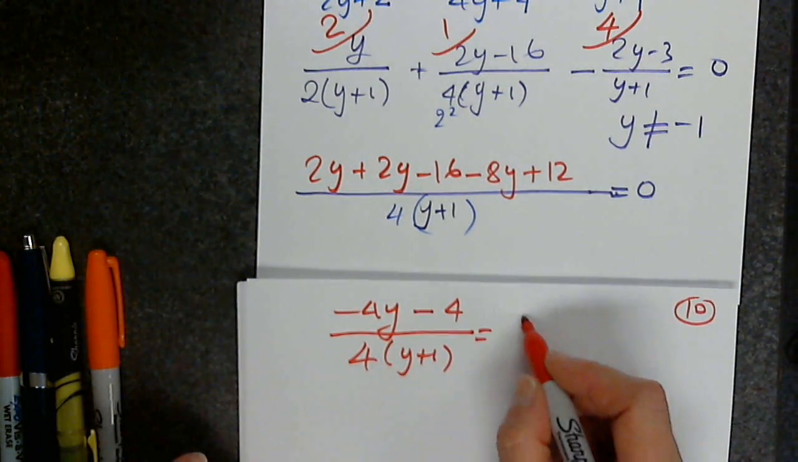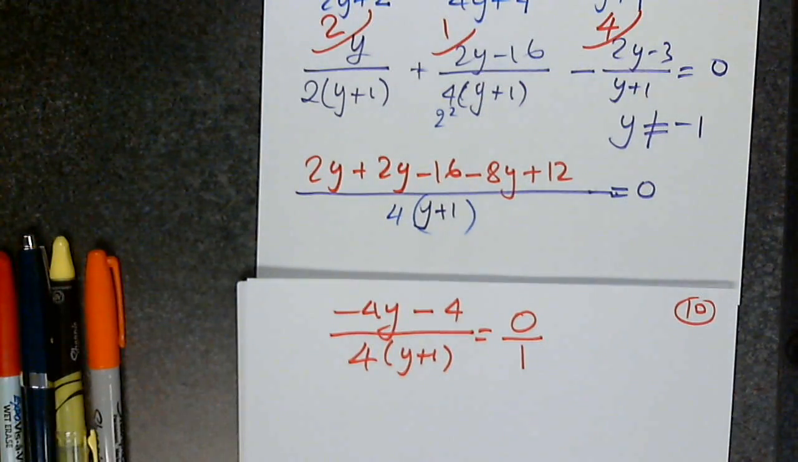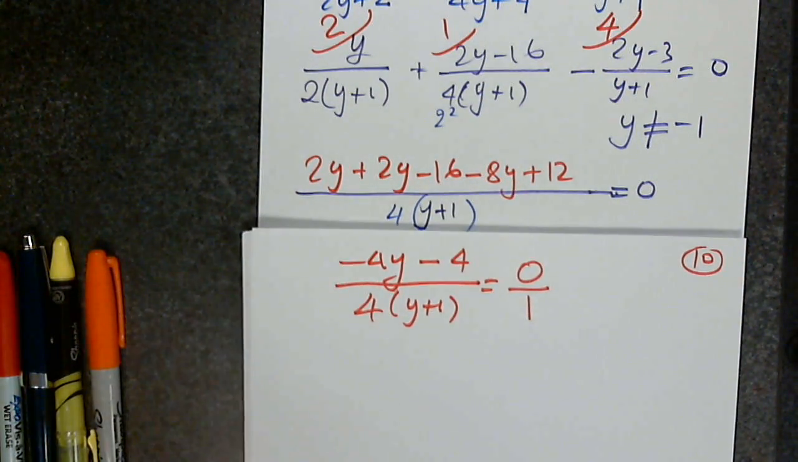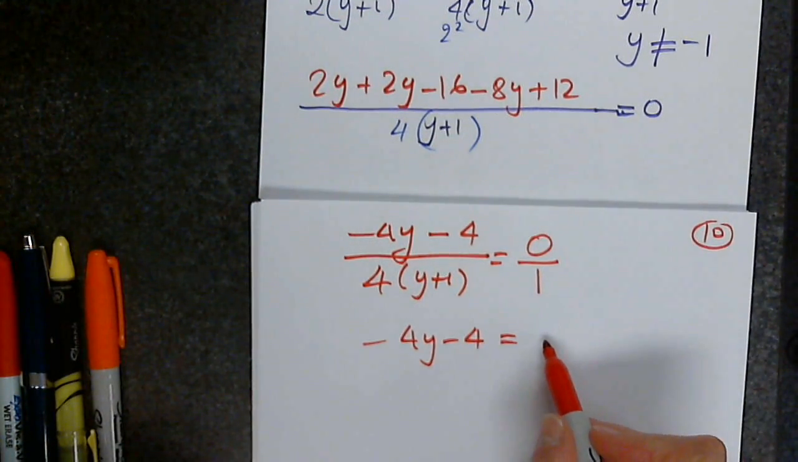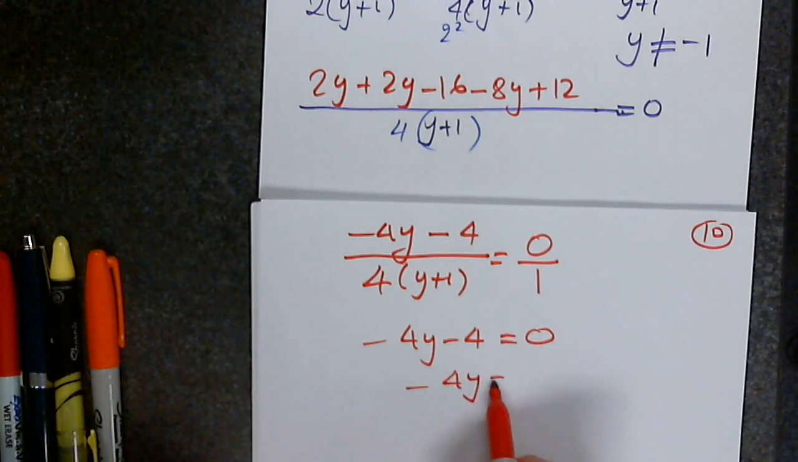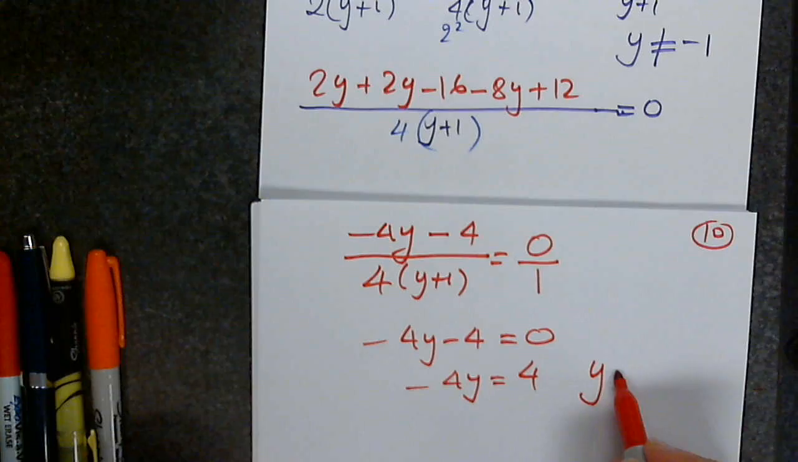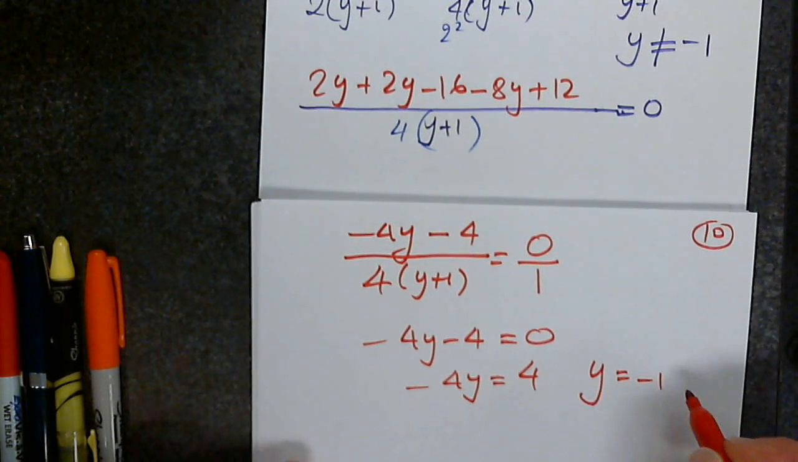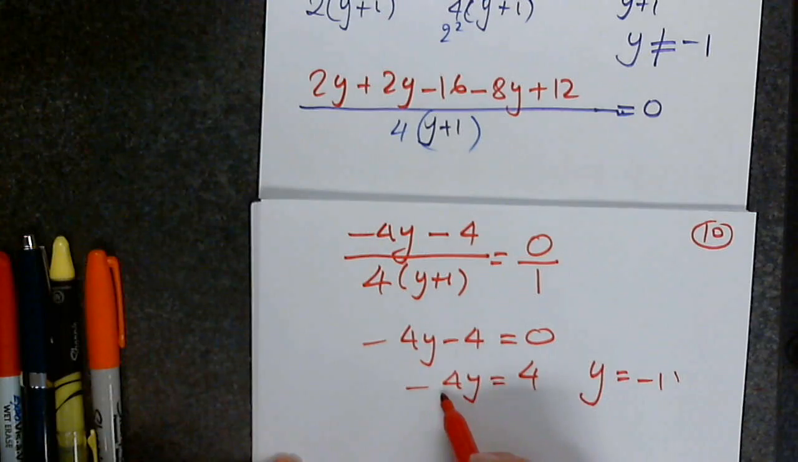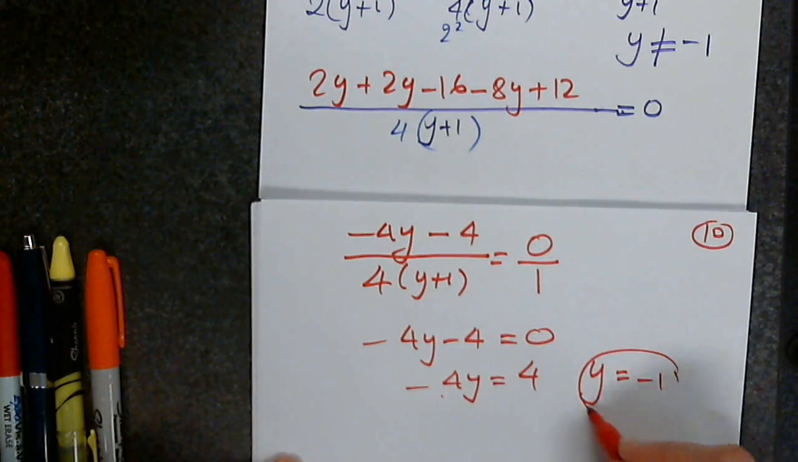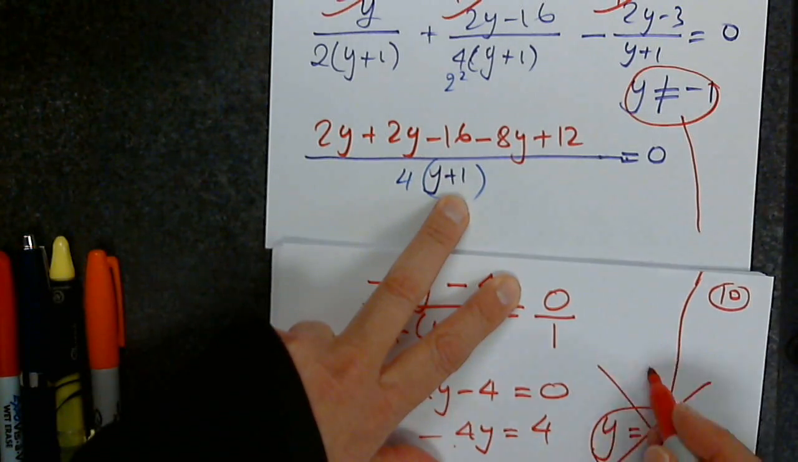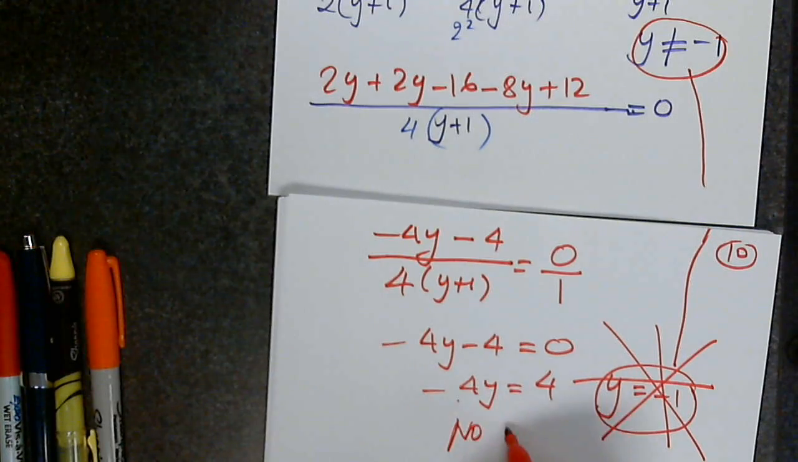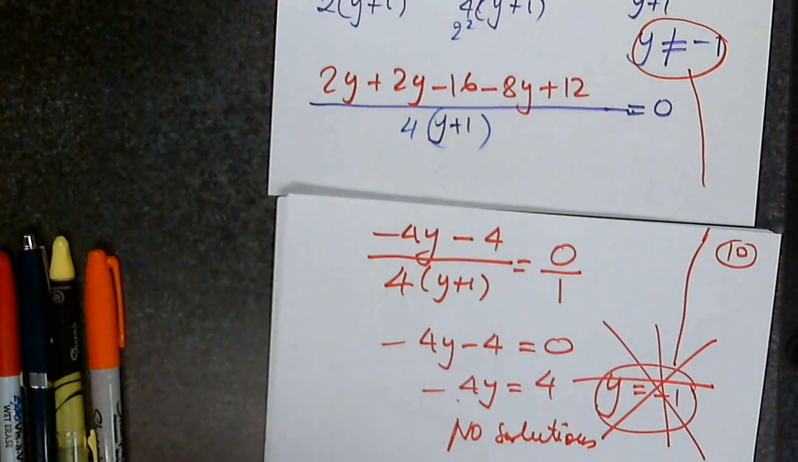Since I'm in a proportion setup right now, 0 over 1, right. And then you get negative 4y minus 4 plus 0. So negative 4y, because it's linear, equals 4, which means y equals negative 4. So it's negative 1, right? 4 over negative 4. Funny. So there's no solution. See now how important the restrictions are?